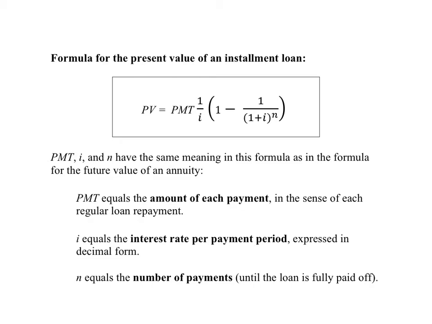The inputs to this formula are familiar to you. PMT means essentially the same thing it did in the previous formula. It's the amount of each payment, but in the sense of the amount of each regular loan repayment. I still means the interest rate per payment period in decimal form, and N in this formula, as in the future value formula, means the number of payments, so the number of payments until the loan is fully paid off. As with the future value formula, you have to be a little bit careful here with your parentheses and your order of operations in order to compute correctly.